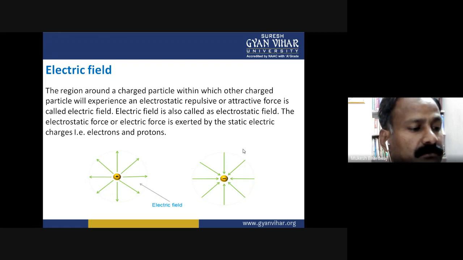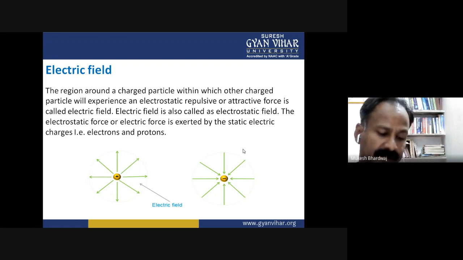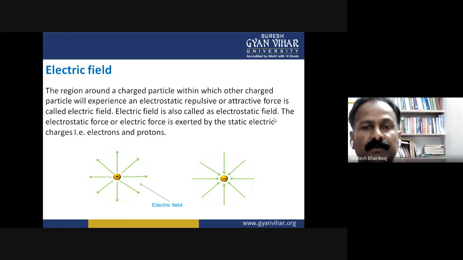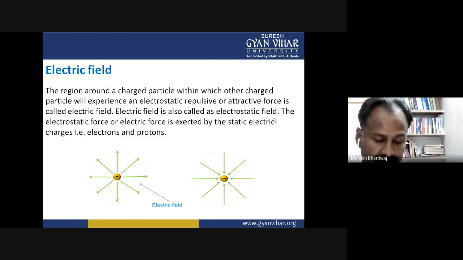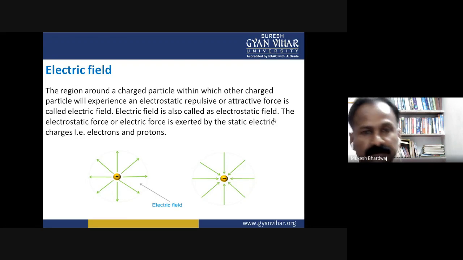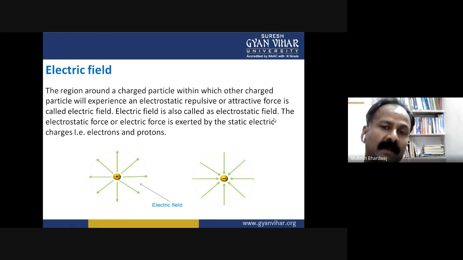Now, starting with the topic, that is electric field. Electric field: the region around a charged particle within which another charged particle will experience an electrostatic repulsive or attractive force is called electric field. Electric field is also called electrostatic field. The electrostatic force or electric force is exerted by the static electric charges, that is electrons and protons.